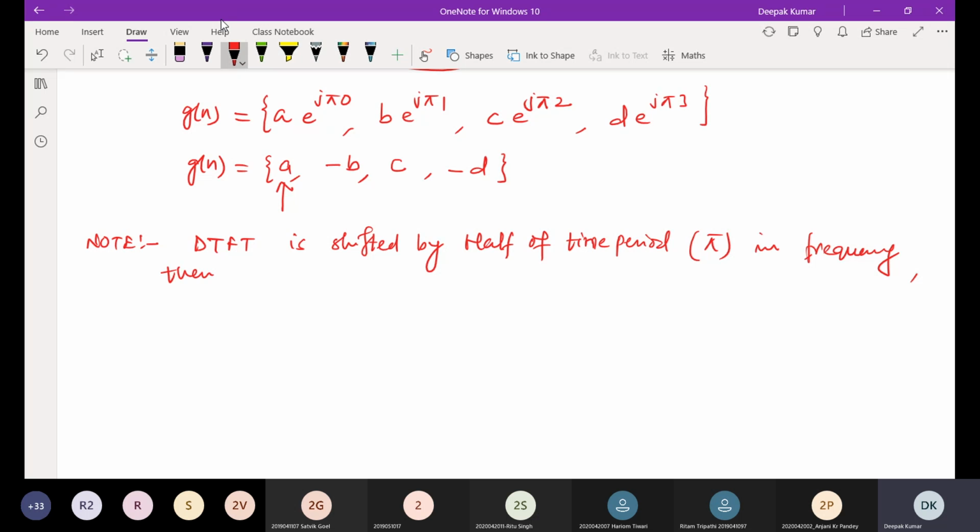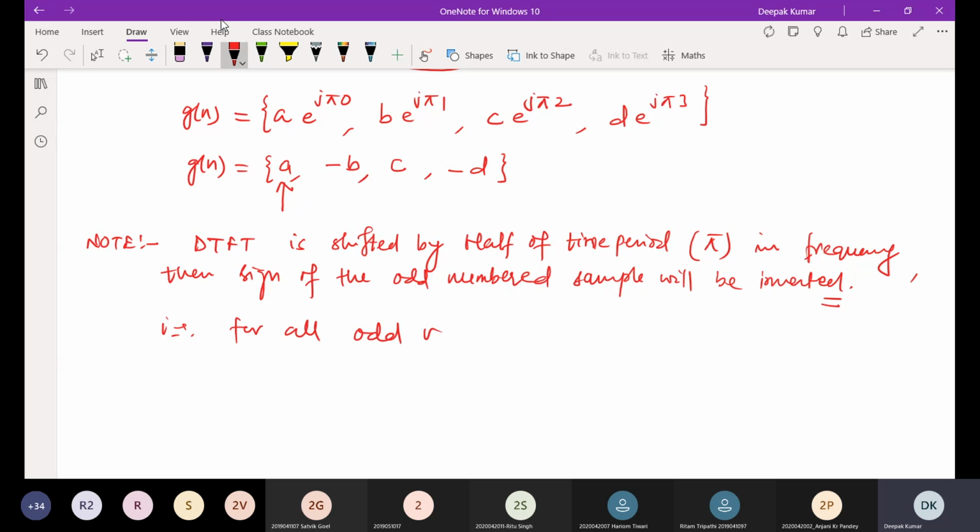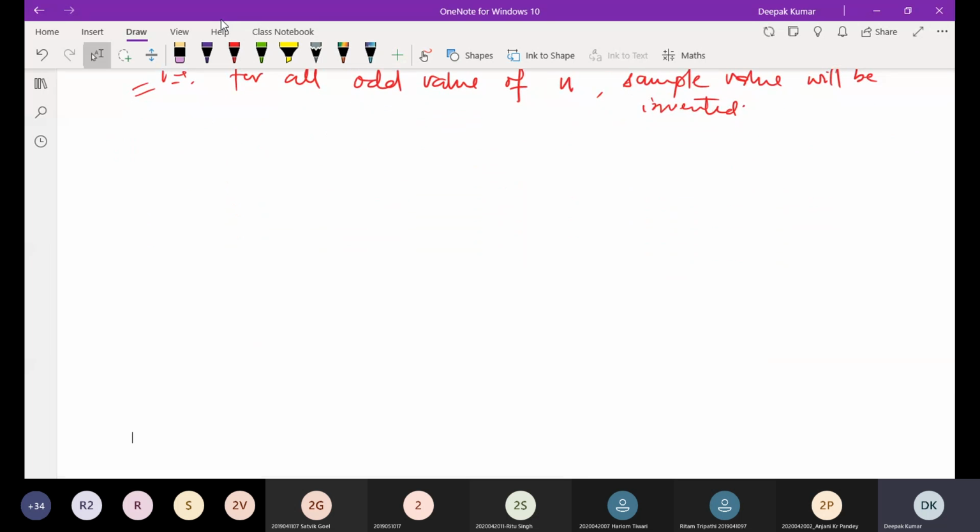what will be the effect? The odd numbered samples will be inverted and the rest will remain as is. For all odd values of n, the sample value will be inverted. So this is one observation that you can see from this shifting.